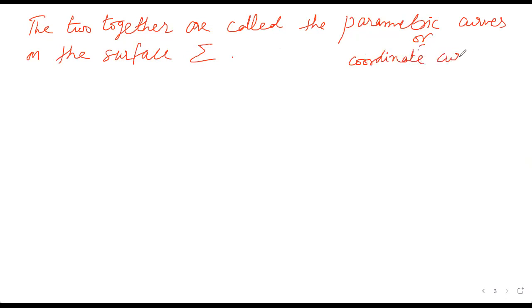This is also its name. Some books you may find coordinate curves, and U1, U2 will be called curvilinear coordinates in that case. Okay, so this is a special type of curve where you are fixing your U1. Next definition we have is the tangent plane.